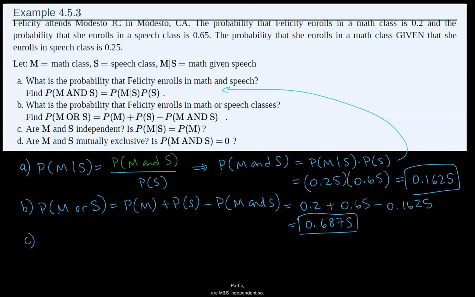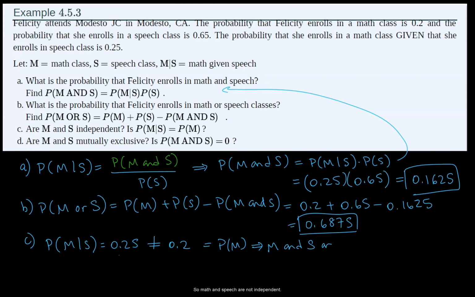Part C, are M and S independent? So probability of math given speech is 0.25, but the probability of math is 0.2. These are not equal. So math and speech are not independent.